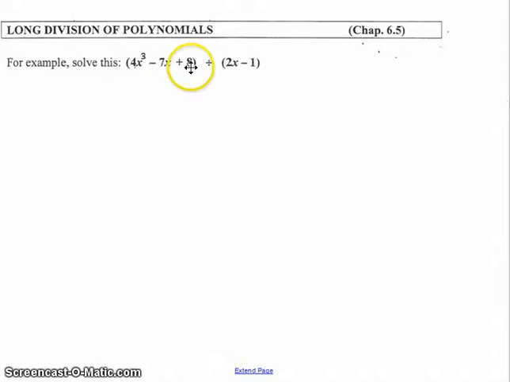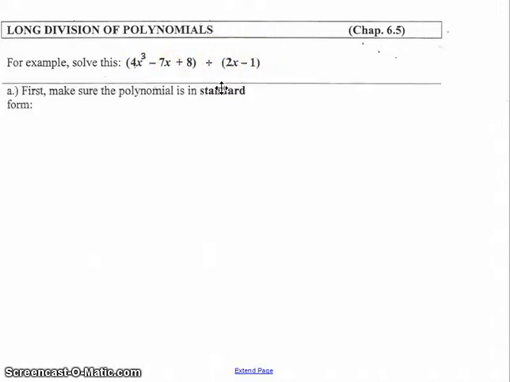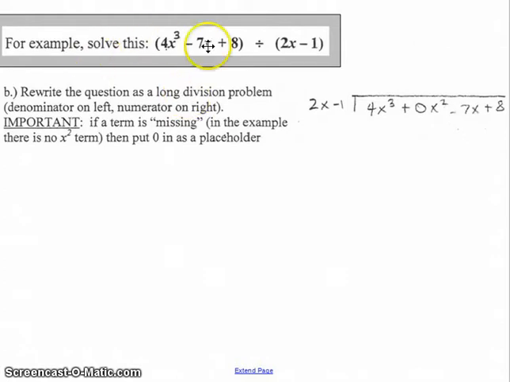So let's say that you were going to try to divide this by 2x minus 1. And step A, rather than step 1, make sure it's in standard form. So by that I mean both of the expressions are in standard form. In this case, they already are both in standard form, so you can move on to B. I've rewritten up here in gray what the original question was, just to remind you. But B is to rewrite this original question as a long division problem. In other words, write it out so that it looks like long division.